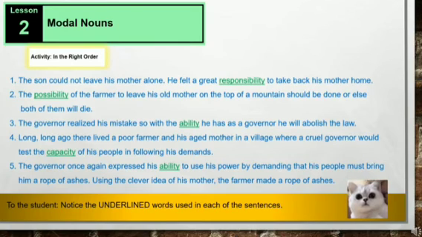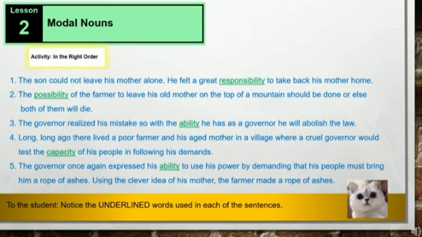So after discussing modal verbs, we have modal nouns. And if you have any questions about the discussion, please feel free to ask your facilitator or your teacher. So modal nouns, lesson 2, activity: in the right order.